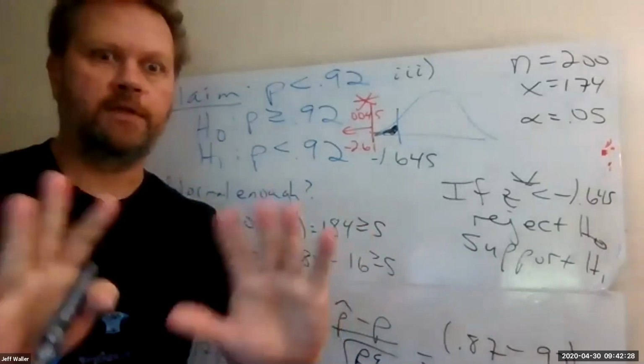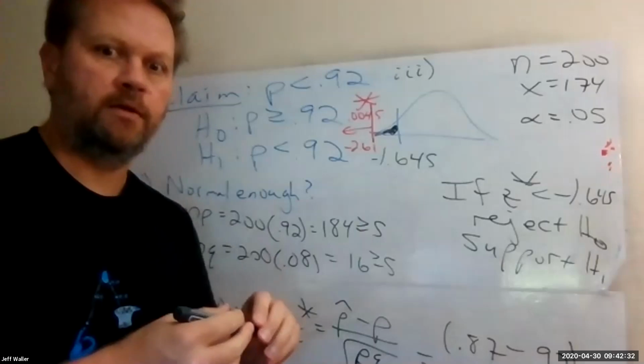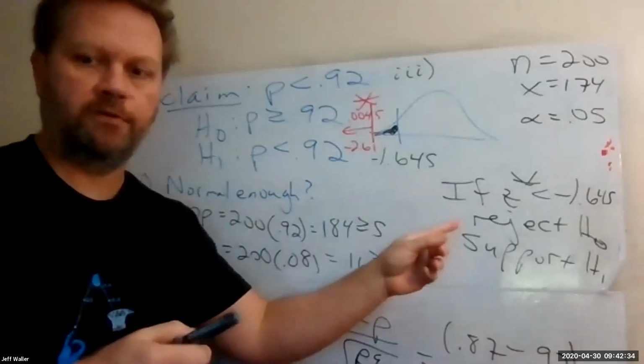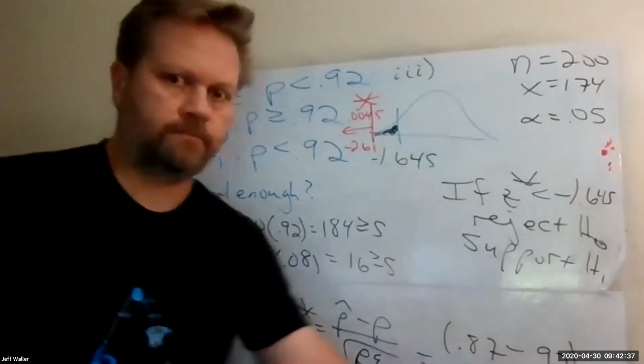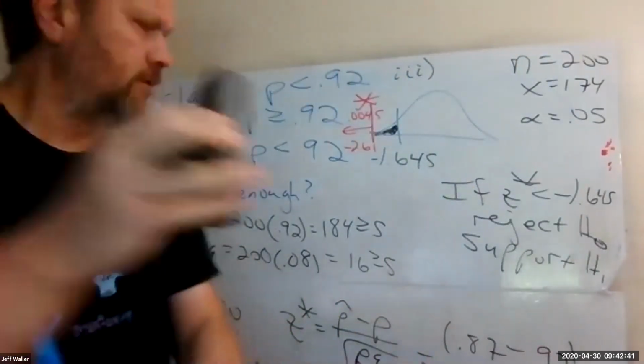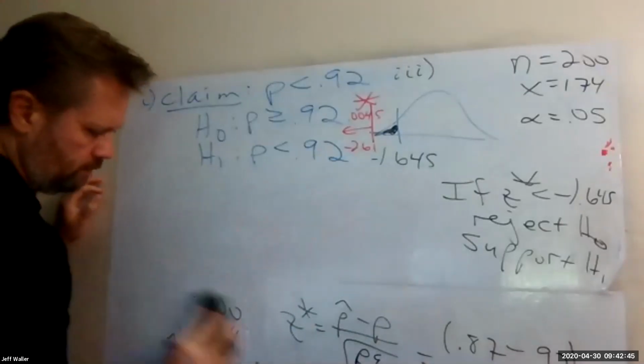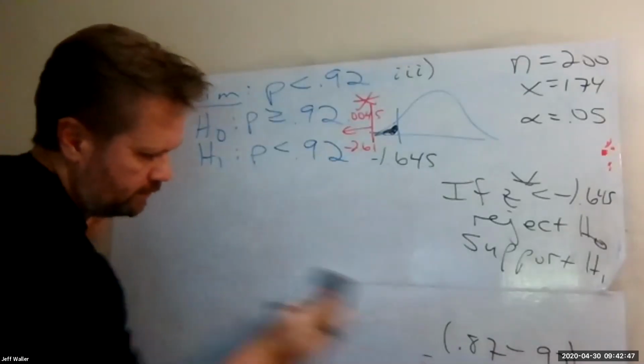All right, so I'm going to erase some of this so I have room to write a conclusion. What will my conclusion be? Are we going to reject the null or fail to reject the null? Oh, we reject the heck out of this thing. We're like, get out of here. So let me see what I can take away.